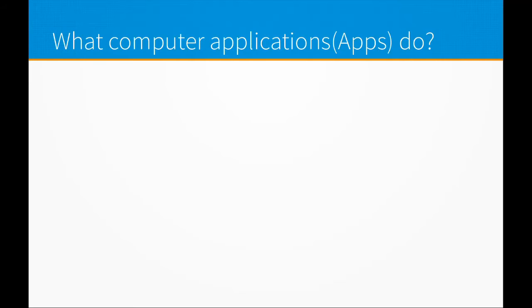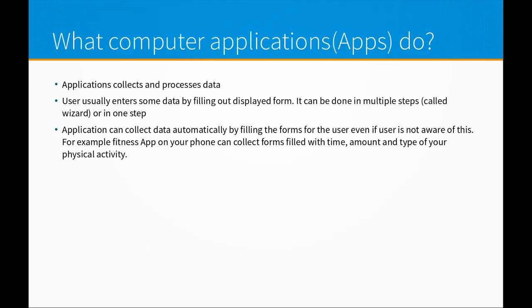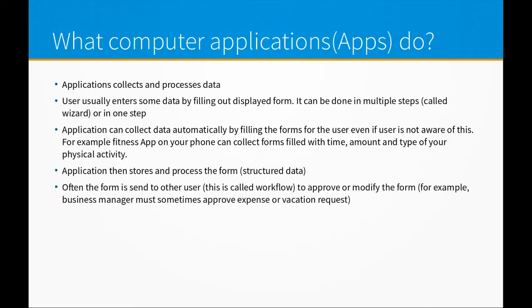Now let's talk about applications. Applications collect and process data. A user usually enters some data by filling out a displayed form. An application can collect data automatically by filling the forms for the user even if the user is not aware of this. For example, a fitness app on your phone can collect forms filled with time, amount, and type of your physical activity. The application then stores and processes the structured data.